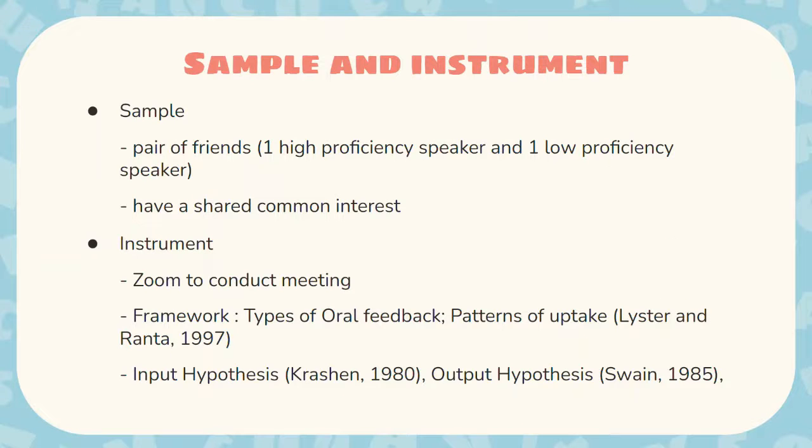Okay, so for the sample and instrument, we start off by having a pair of friends, one of whom is a high proficiency speaker and the other is a lower proficiency speaker. The reason that we chose friends is in order to reduce the variable of awkwardness. So in order to maintain the natural aspect of daily conversation, we made sure that they are friends so that it would reduce the awkwardness compared to if they were talking to strangers. One thing that they need to have is a shared common interest in order to help us in the data collection. As for the instruments, we use Zoom to conduct the meeting.